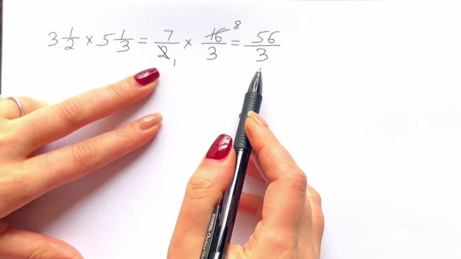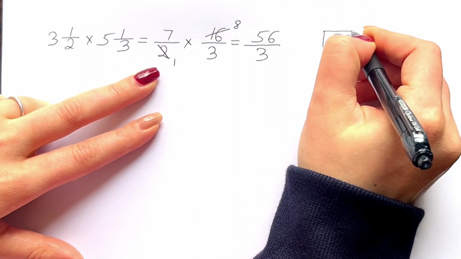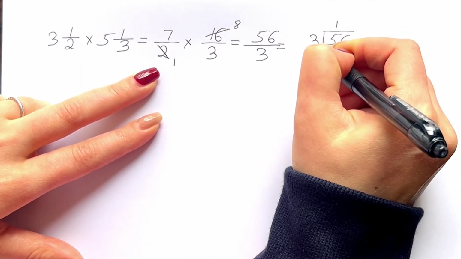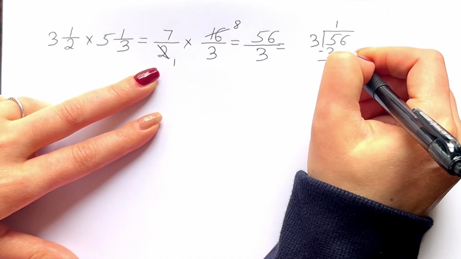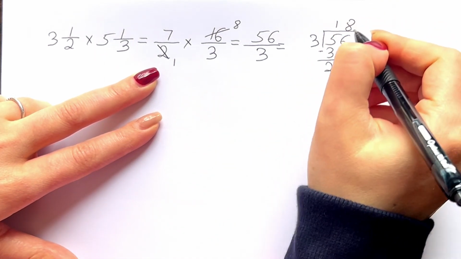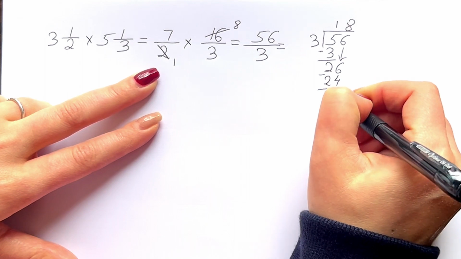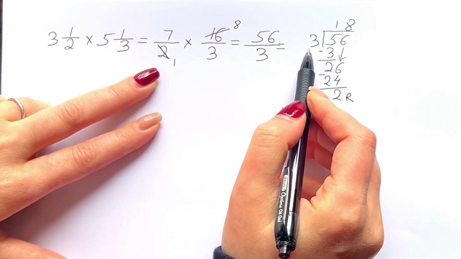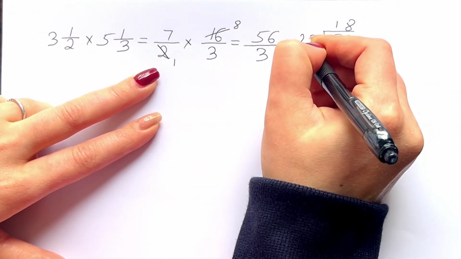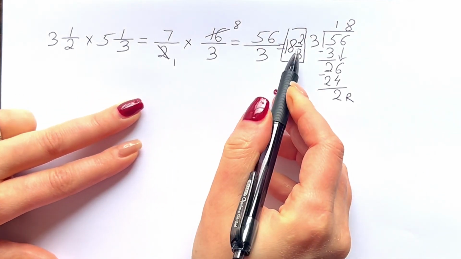Again, I'm going to make it a mixed number, because a mixed number is easy to read and understand. 56 divided by 3. 3 goes into 5 1 time. 1 times 3 is 3. I subtract to get the remainder, then bring down the 6. 3 goes into 26 8 times. 8 times 3 is 24. I subtract and get the remainder of 2. How many times does 3 go into 56? 18. The remainder goes to the numerator, and the denominator stays the same. So 18 and 2 over 3.